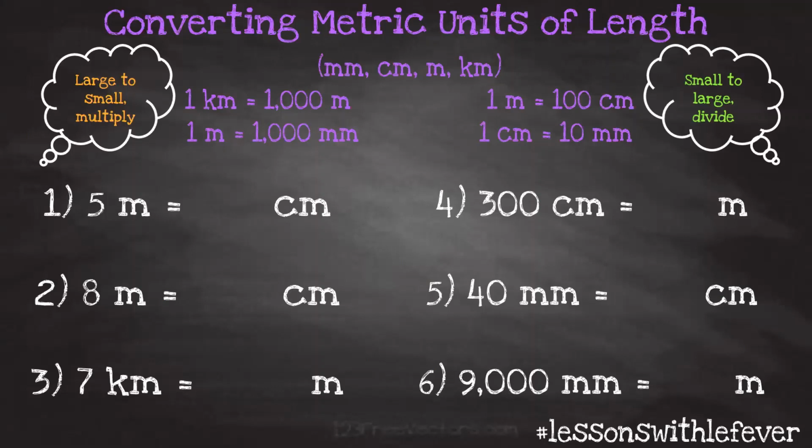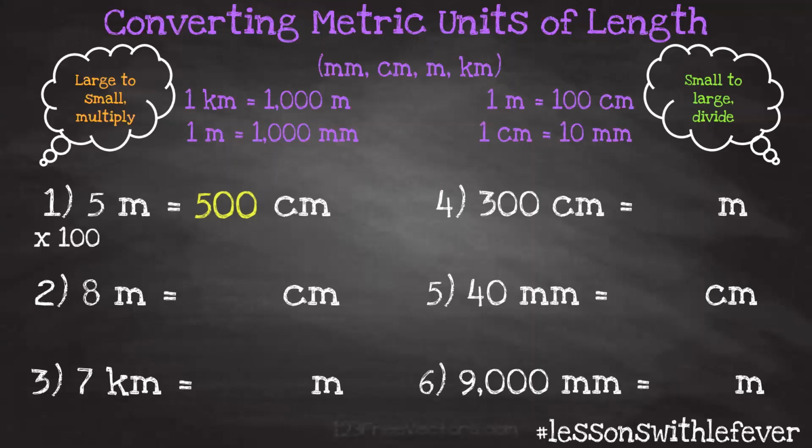Since I'm going from a larger unit to a smaller unit, I'm going to multiply 5 times 100 since there are 100 centimeters in 1 meter. And 5 times 100, easy peasy lemon squeezy, that will give me 500. So 5 meters is equivalent to 500 centimeters.